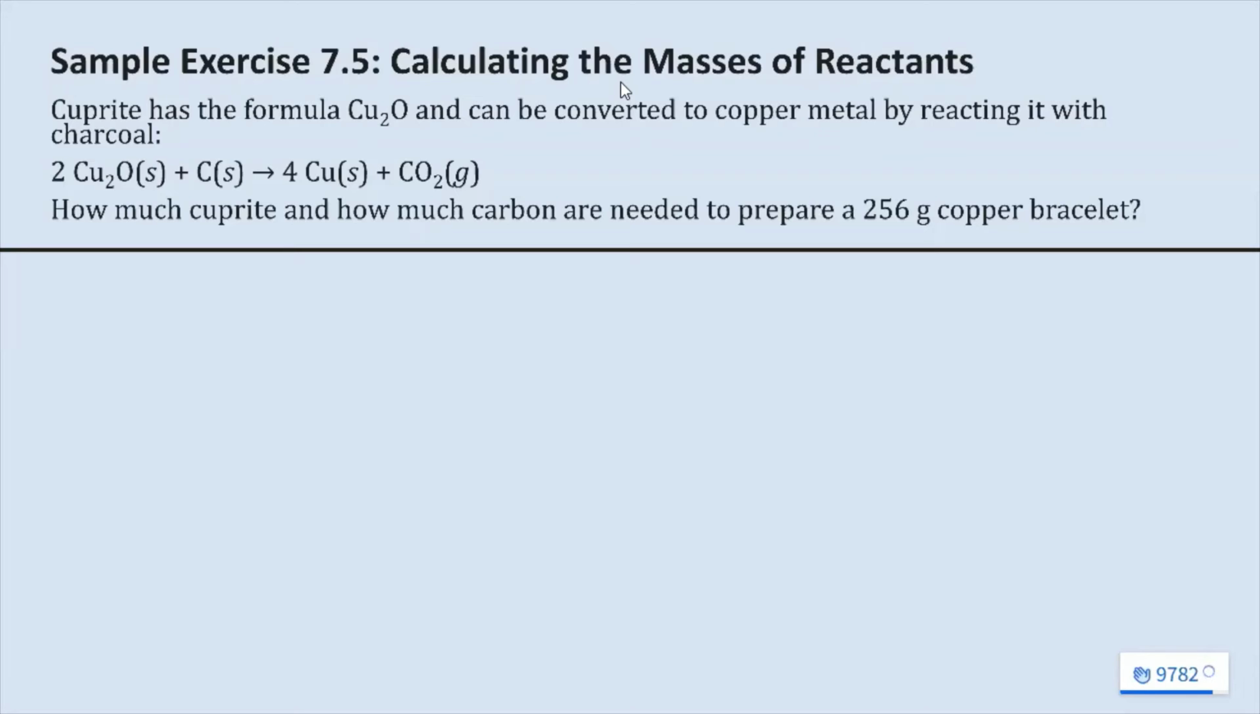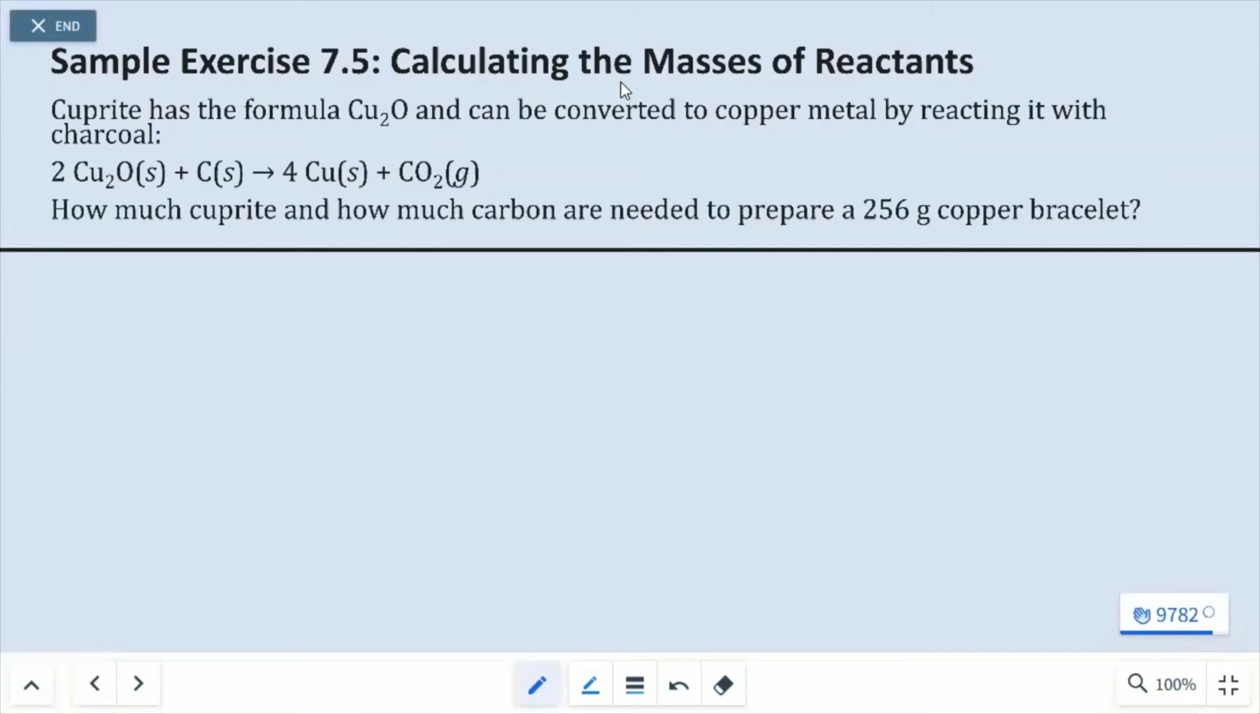So we've got our balanced chemical equation for the reaction between cuprite and charcoal. We need to know how much carbon is needed to prepare a 256 gram copper bracelet. So starting with our given information, we have 256 grams of copper. Now, we want to know how much cuprite and how much carbon are going to be necessary.